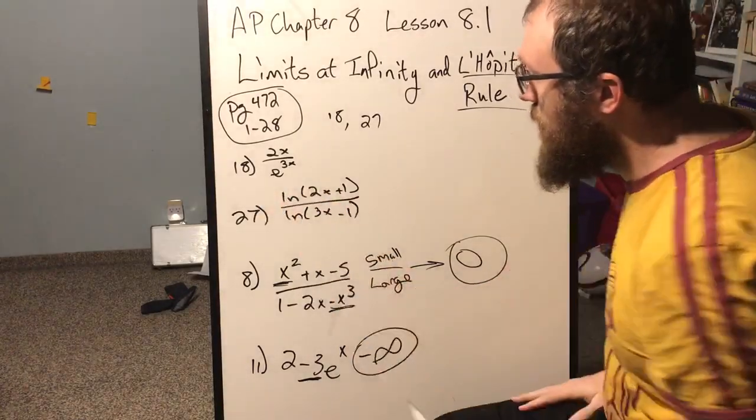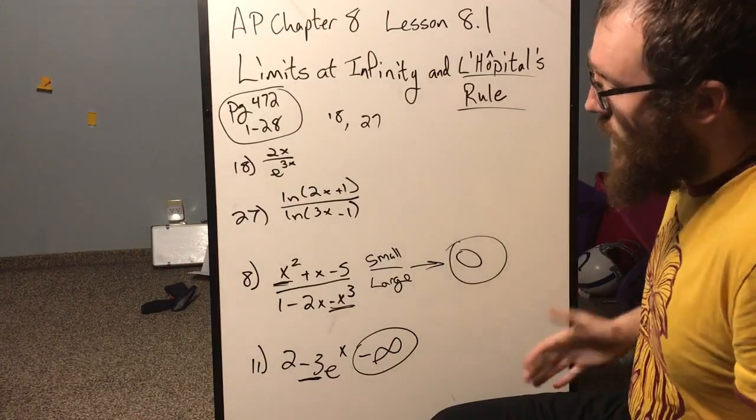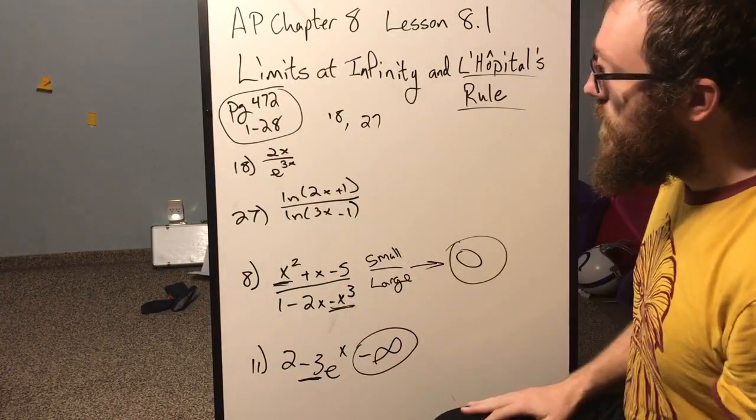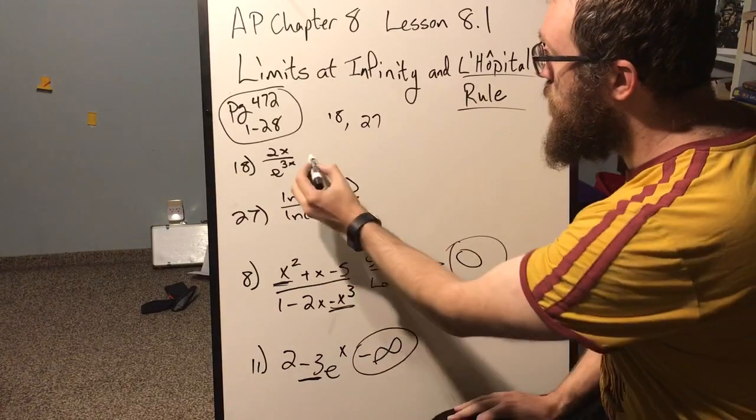I have an E, so that means that the E is going to win. The E is in the denominator, so my denominator is going to be much larger than my numerator.